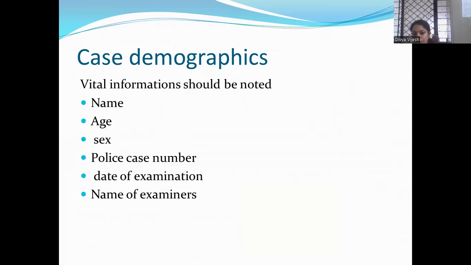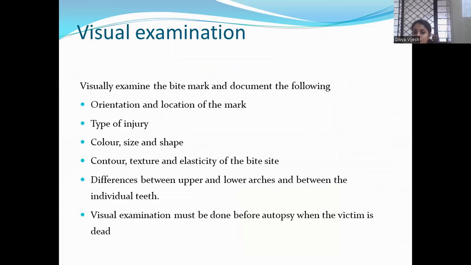Vital information should be noted: name, age, sex, police case number, date of examination, name of examiners, and visual examination should also be done. Visually examine the bite mark and document the following: orientation and location of the mark, type of injury, color, size and shape, contour, texture and elasticity of the bite site, differences between upper and lower arches and between the individual teeth. Visual examination must be done before autopsy when the victim is dead.